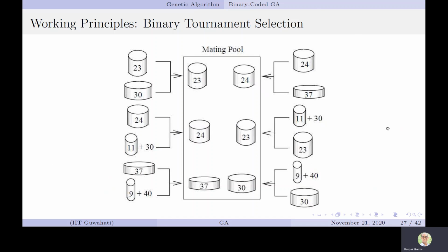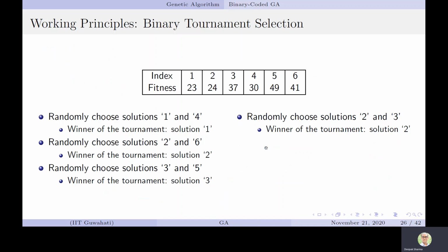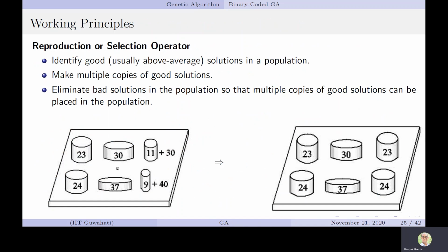Graphically, I'm showing you the same binary tournament. Two solutions, with fitness 23 and 30, are selected randomly. 23 is selected, then afterward 24 and then 37. So we have selected 3. Then again, we perform the binary tournament, and we selected 24, 23 and 30. If I go back, you remember that in a selection operator, before selection these are the solutions, and after performing the selection, these are the solutions which we have selected using the binary tournament selection operator.